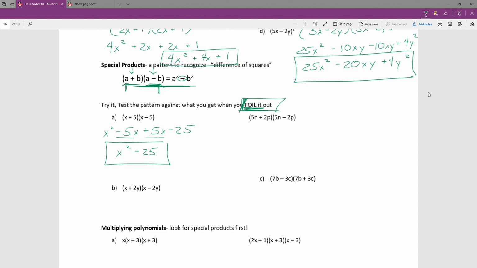So I'm going to write the answers to the next three. Whether you FOIL them out or you use the shortcut, you should end up in this place. So do your work and check your answers.